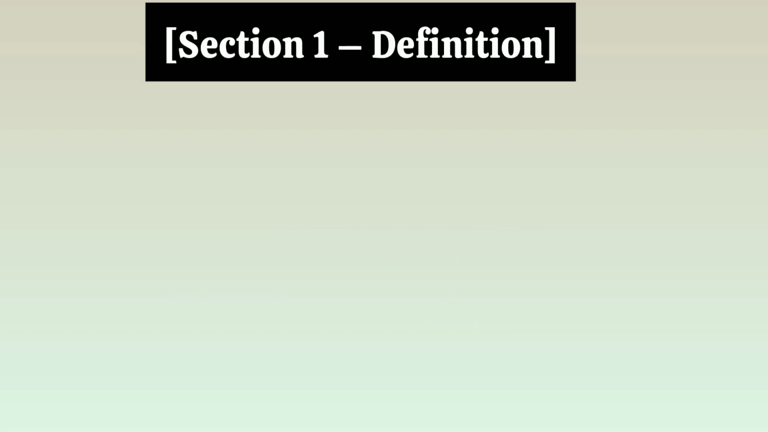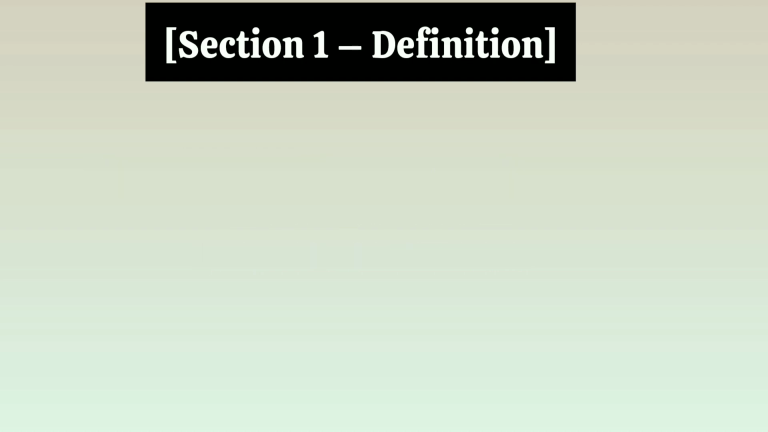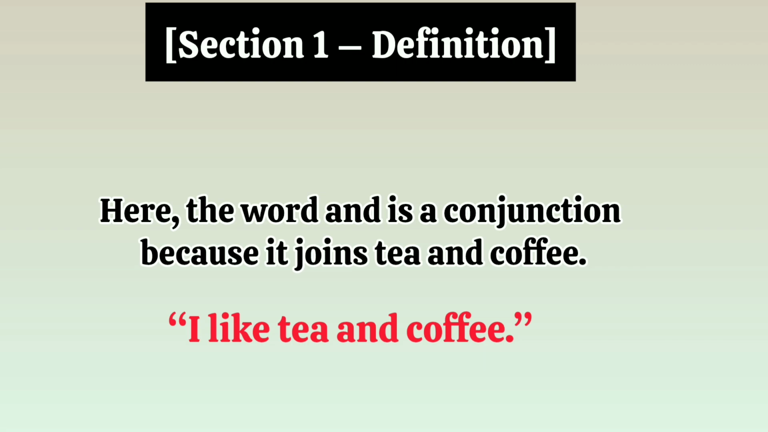Section 1, Definition. A conjunction is a word that connects two or more words, phrases, or sentences. For example, I like tea and coffee. Here, the word and is a conjunction because it joins tea and coffee.